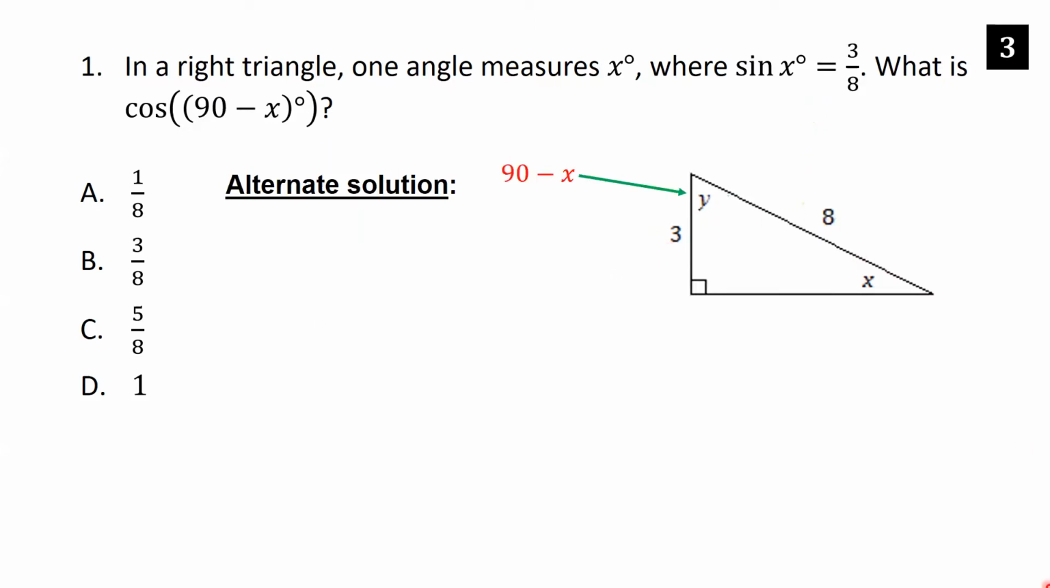Okay, now y here is 90 minus x, right? So if this angle is x, then the other one that's not the right angle is always 90 minus x. So cosine 90 minus x is the cosine of what's written there as y. And using SOHCAHTOA again, cosine is adjacent over hypotenuse, right? Cosine is adjacent over hypotenuse. So that's equal to 3/8, which again is choice B.